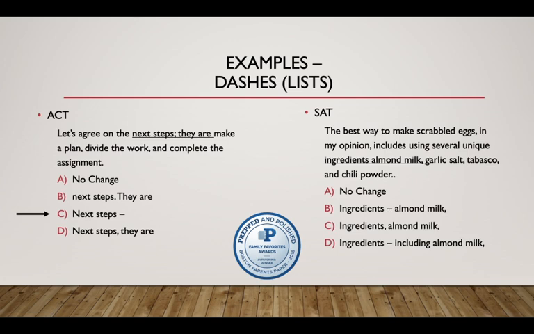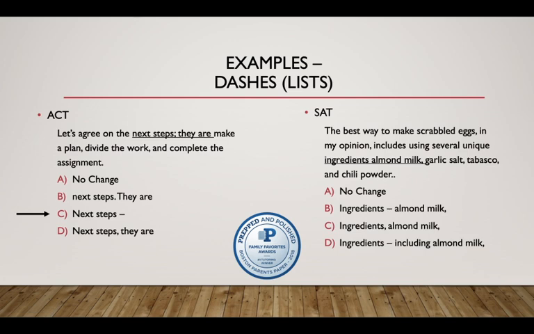Now, if I'm looking at my answer choices here, I have no punctuation between ingredients and almond milk, a dash between ingredients and almond milk, a comma, or a dash again, but now we've added in including. Now, if you think back about before when we were talking about lists with colons, that word including really makes it awkward if we have it. So immediately I'm getting rid of D.